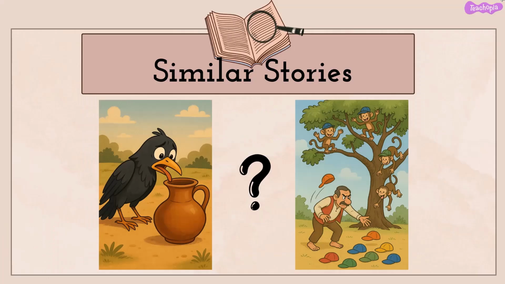For example, The Thirsty Crow and The Cap Seller and the Monkeys are two stories that are similar. Here, both the characters in the stories face some problem, where the thirsty crow is unable to reach the water and the cap seller is unable to get back his caps from the monkeys. But the thirsty crow comes up with a creative plan and puts in stones and gets to the water. The same way, the cap seller, by throwing his cap to the ground, makes all the other monkeys throw their caps down too and picks them up.